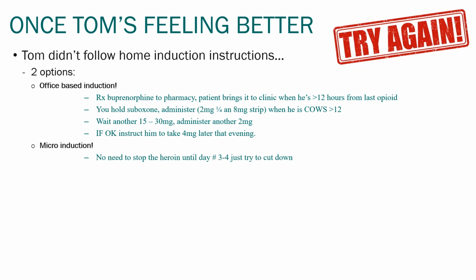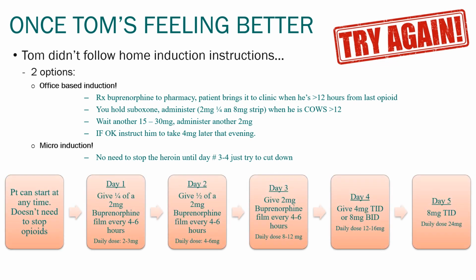So with the microinduction, remember, we give them a quarter of a 2 milligram film every 4 hours for day 1, and then half of a 2 milligram film every 4 hours for day 2, and then 2 milligrams every 4 hours for day 3, and then 4 milligrams 3 times a day, or 8 milligrams twice a day for day 4, and then 8 milligrams 3 times a day for day 5. So this is complicated. Often patients have trouble following these instructions.